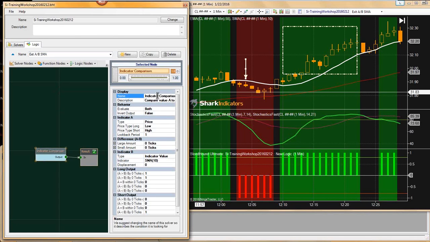Let me name this solver here. We're just looking to see if the high or the low is above or below the SMA 10. So there we go, I guess that's a decent name for that solver. Alright, let's see. Yep, looks like that does it for Rodney's question.